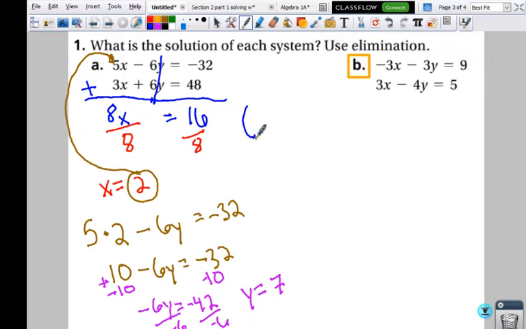So for my final answer, we're finishing it off. My final answer is going to be x comma y, 2 comma 7. If you did all of this, you're right, but you need to just write it down in your final answer.